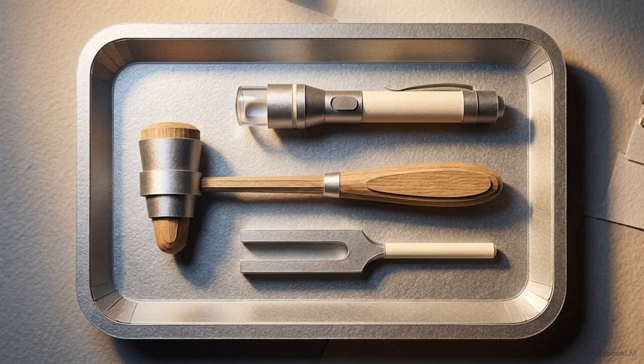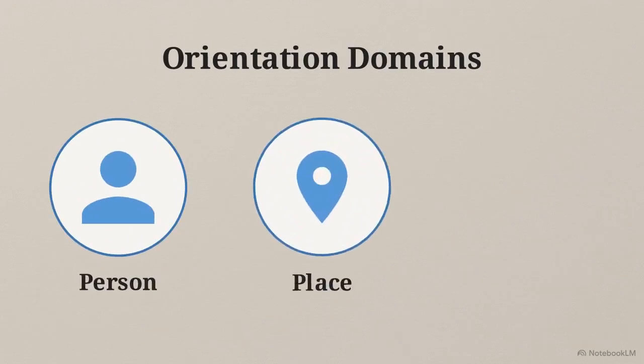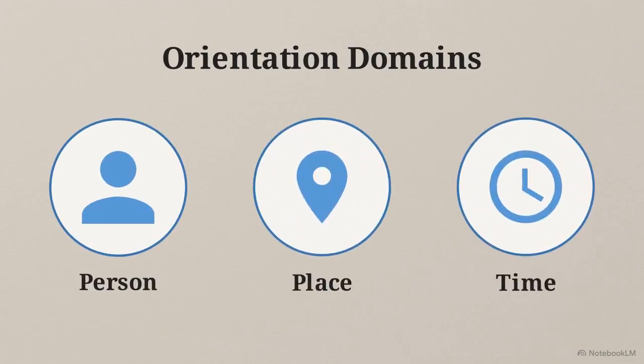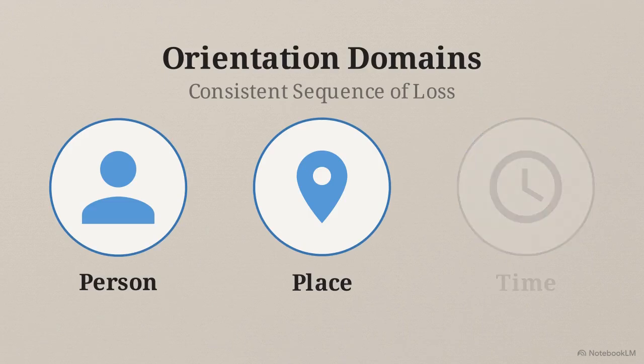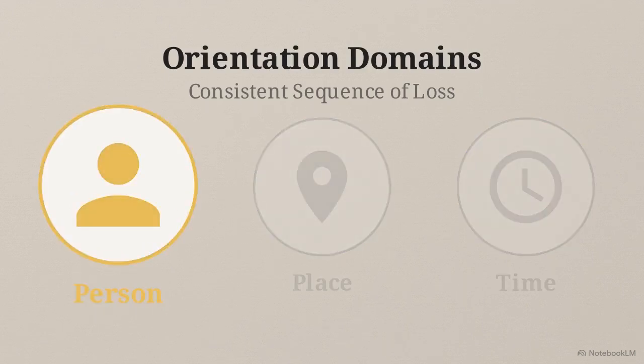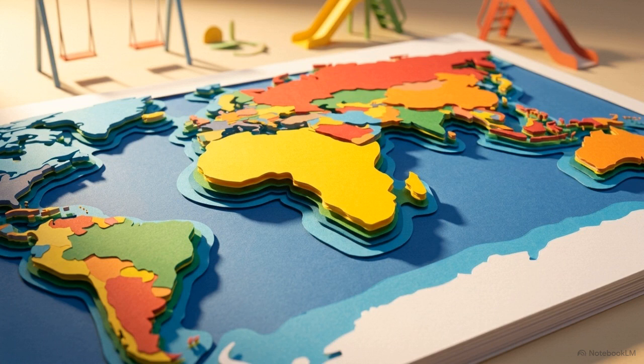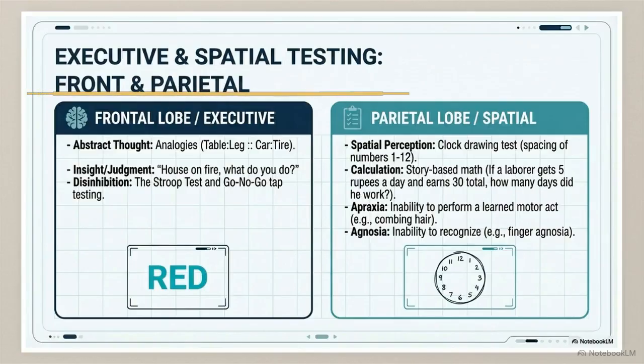With the foundational state secured, we test specific cortical domains. Orientation testing evaluates a child's grasp of 3 domains: person, place, and time. In a compromised patient, these fade in a consistent sequence. Time is lost first, followed by place, and finally person. Next, we evaluate the fund of information to establish a baseline for the child's intelligence and their awareness of the world around them. This comparison isolates regional testing for the frontal and parietal lobes.